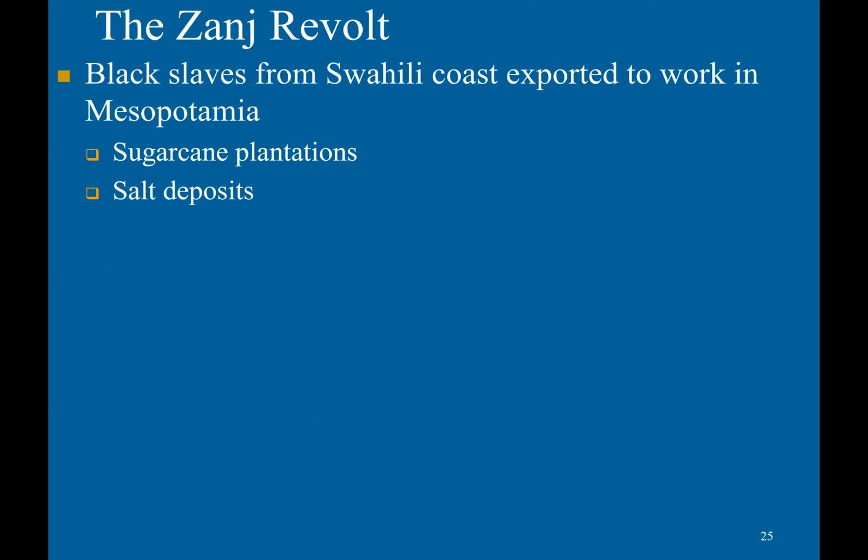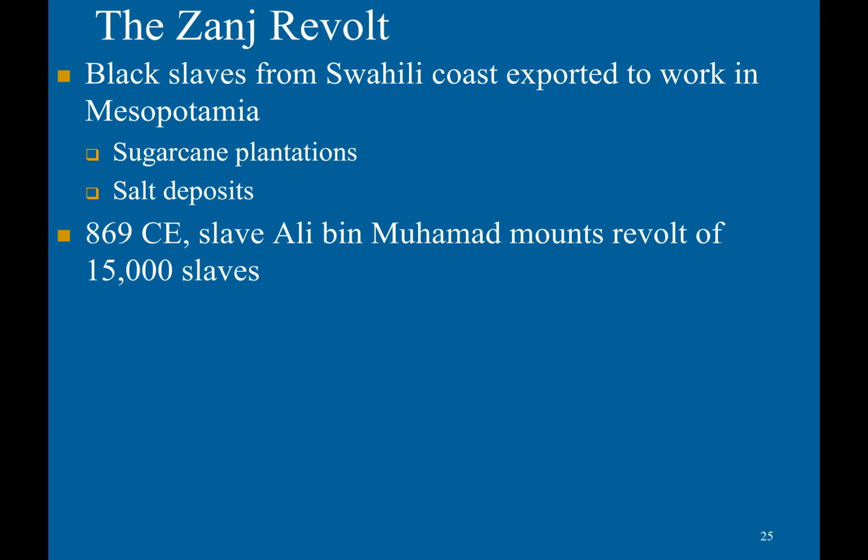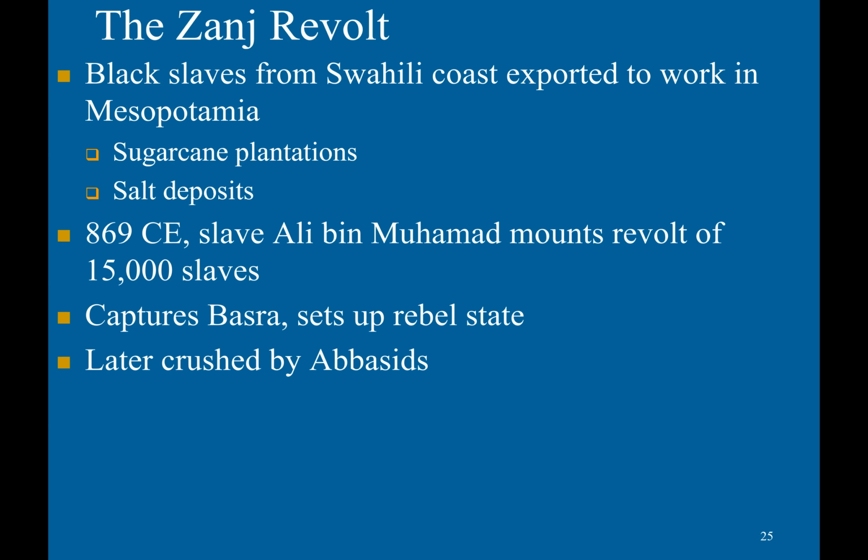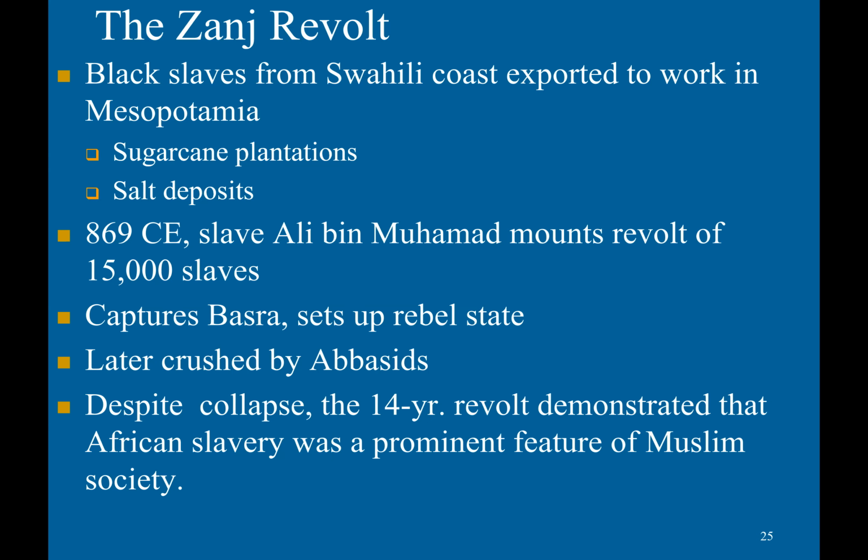The slave trade would often create tensions, for example, as in the Zanj Revolt. Black slaves from the Swahili coast were exported to work in Mesopotamia on sugarcane plantations and salt deposits. In 869 CE, the slave Ali bin Muhammad mounts a revolt of 15,000 slaves. He captures Basra and sets up a rebel state for 15 years. It is later crushed by the Abbasids. 14 years, excuse me. Despite the collapse, the 14-year revolt demonstrated that African slavery was a prominent feature of Muslim society.